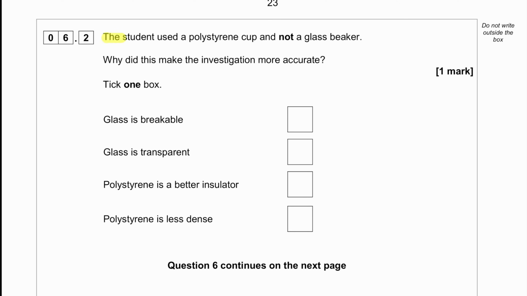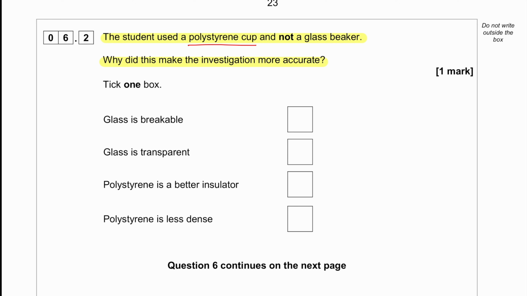Question number 6.2, the student used a polystyrene cup and not a glass beaker. Why did this make the investigation more accurate? We know that polystyrene cups have very high insulating properties. They are highly insulating. So since they can insulate a lot, definitely the polystyrene cup is a better option than the glass beaker.